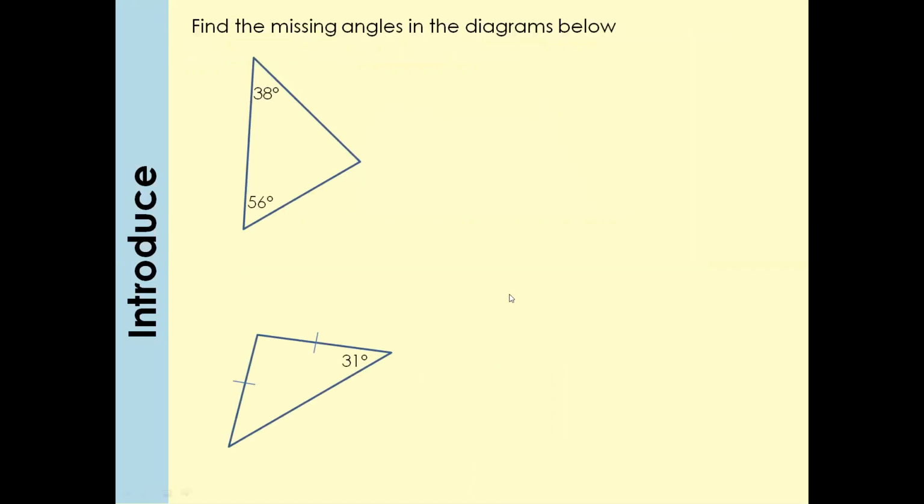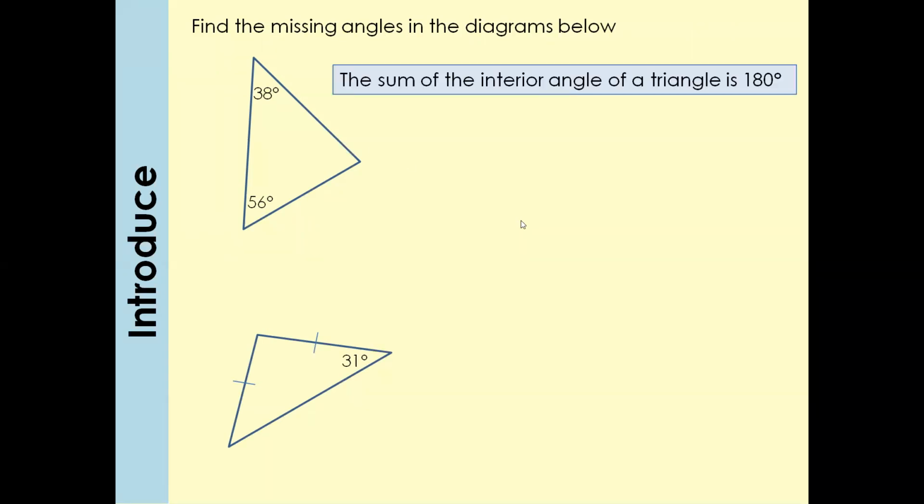Let's have a look at some of the examples which you might be asked in exam. We need to find the missing angles in these two triangles. Now we need to know these points or facts. The first one is the sum of the interior angles of a triangle is always 180 degrees. The interior angles, that one here, and that one here. So when you add them all together, you'll get the answer is 180 degrees.